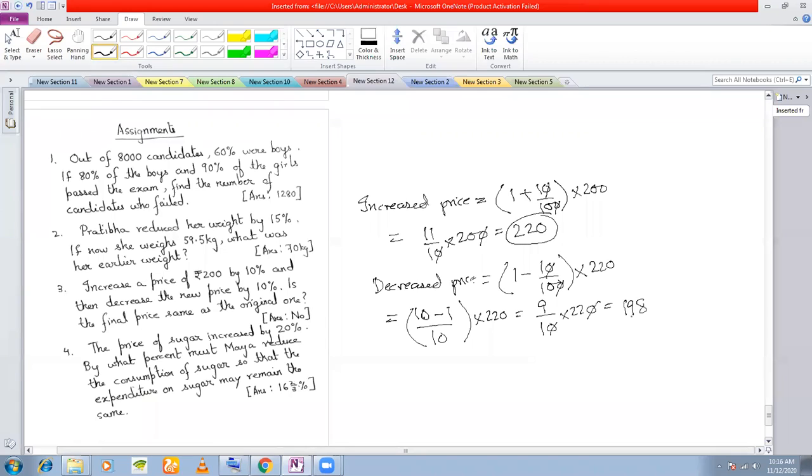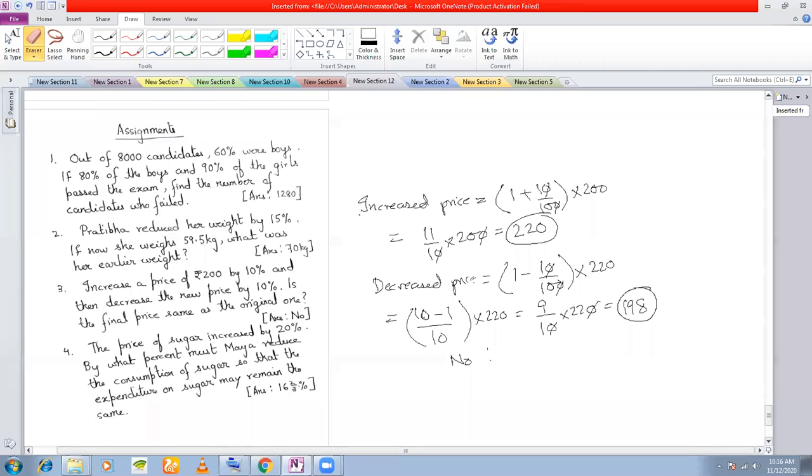Is the final price same as the original price? What was my original price here? 200. Is the final price same as the original price? No. The answer is no. No, sir. So that's it.